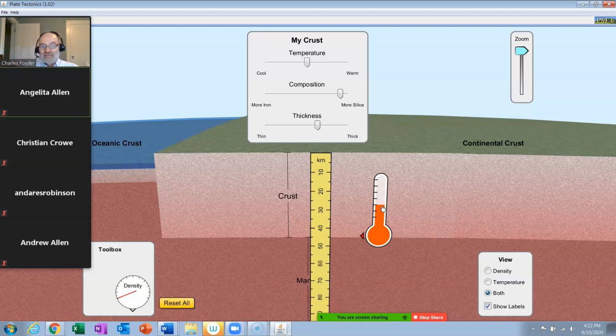Okay? What's the next question? Move the density meter from the toolbox to the crust and estimate the density there. Okay, you see the density meter over here in the toolbox? I'm going to click on it and go over here to the crust, and let's see, does it make any difference whether you're in the upper part of the crust or the lower part of the crust? It doesn't seem to make a lot of difference. So we'll just do anywhere in the crust here, and let's see, what's the density meter?